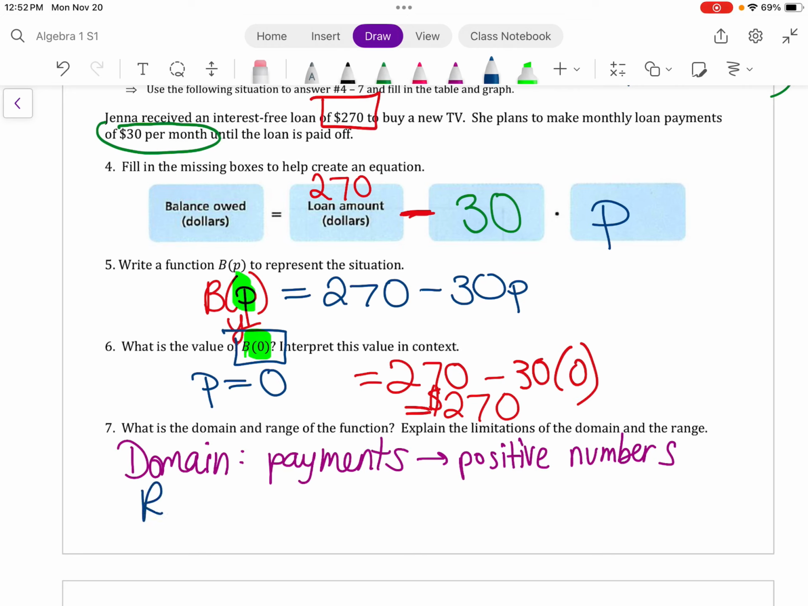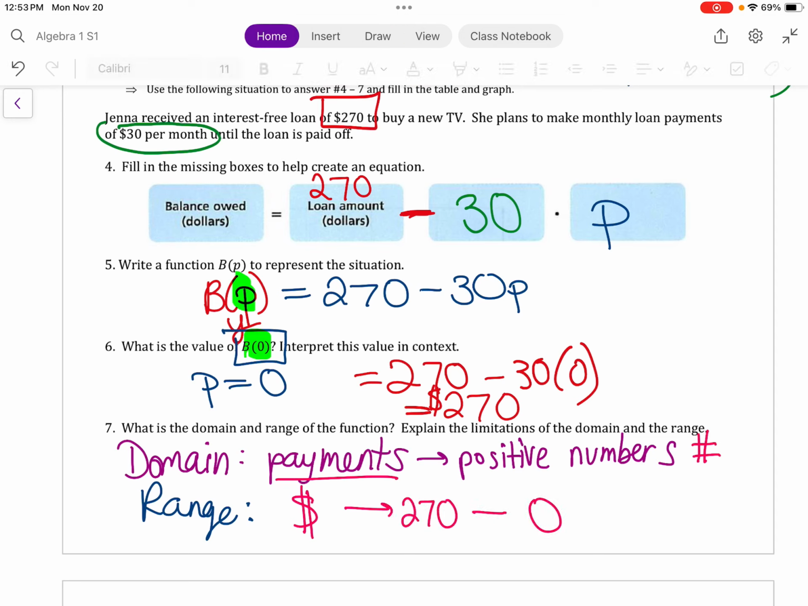Now the range. So positive numbers, the payments. So that's like the number of months you're going to have. So 0 to how long until it's paid off. So your range is how far you get off of, so the balance owed. Okay, so how much money is left over once you pay it. So you'll start at 270 and you'll keep going until you get to 0.